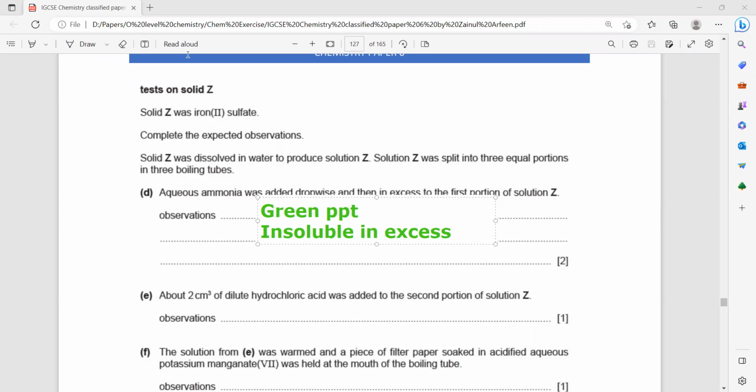The second one: 2 cm cube of hydrochloric acid was added to a second portion. When we add hydrochloric acid, what is the expected observation? There will be no visible change, or no reaction, because this is not a carbonate. If it was a carbonate or a metal, it would give a reaction. So no visible change or no effect, you can say. Both are correct.